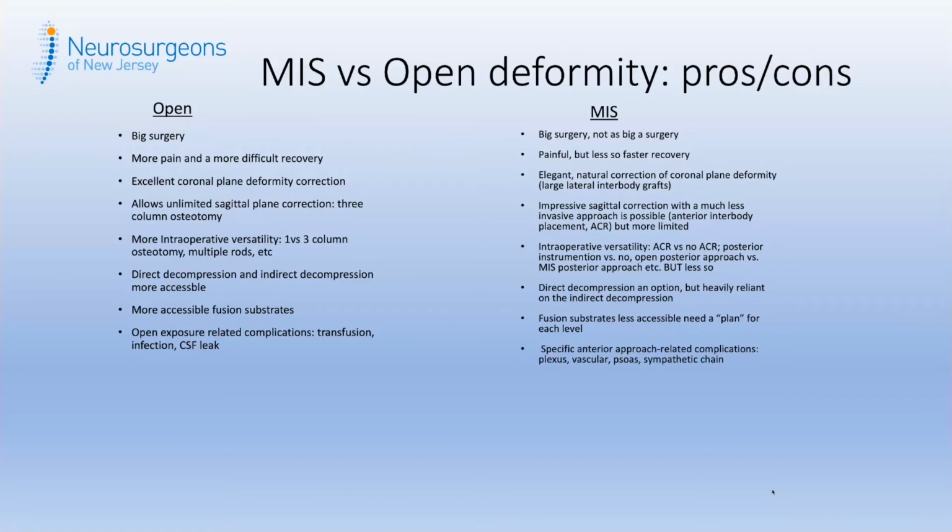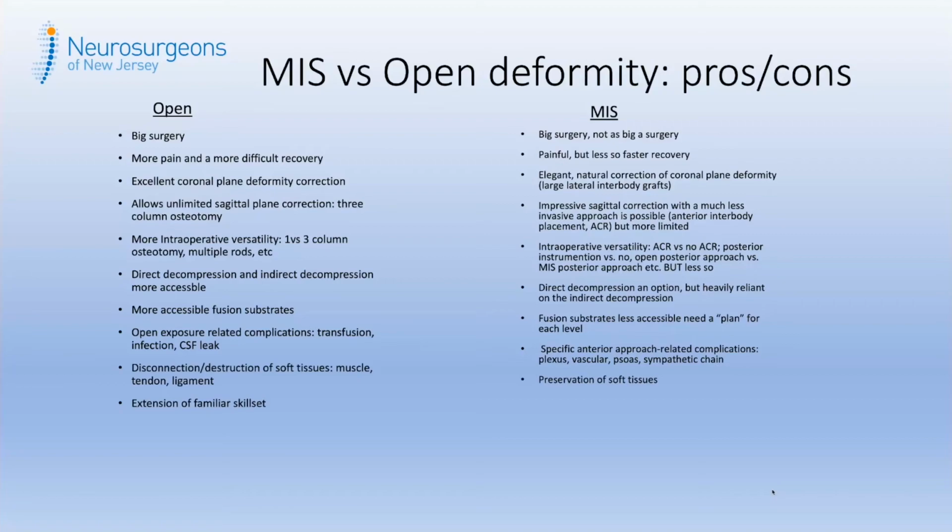MIS has its own specific anterior approach-related complications, obviously: plexus injury, vascular injury, psoas dysfunction, and if you do an oblique approach or lateral approach, the sympathetic chain can get injured. And then open surgery obviously has the disconnection and destruction of soft tissue and muscles, tendon and ligament, and these tissues are preserved in MIS. The extent to which that is important across a fusion segment is a matter of really still debate. Not a whole lot of evidence there, but at least theoretically, the preservation of the ligamentous envelope can be important.